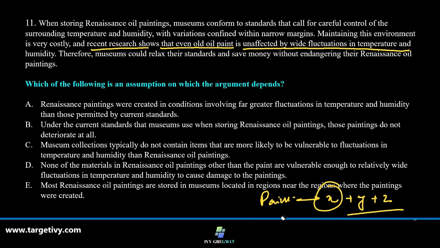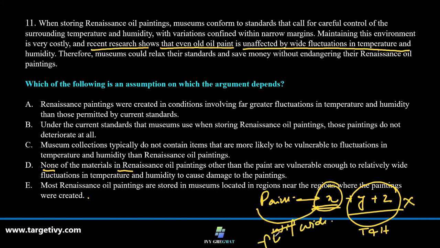So let's read it again. None of the material in the Renaissance oil paintings other than the paint are vulnerable. This is assumed, that these are not vulnerable to temperature and humidity, and it has been proven that this material can bear wide fluctuations in temperature. Then it's okay. This is an assumption. So option D we can very well negate.